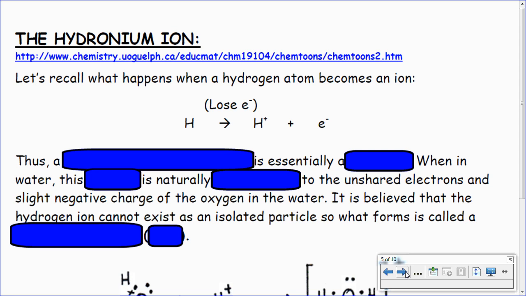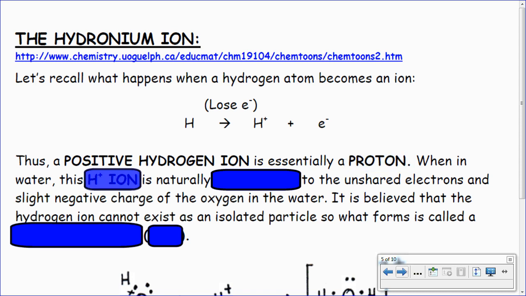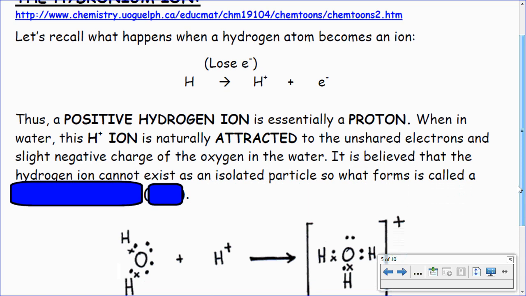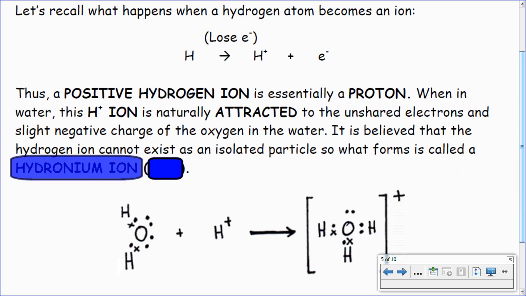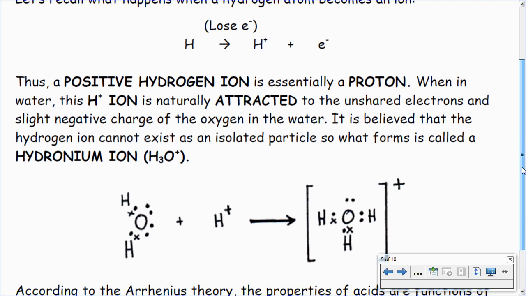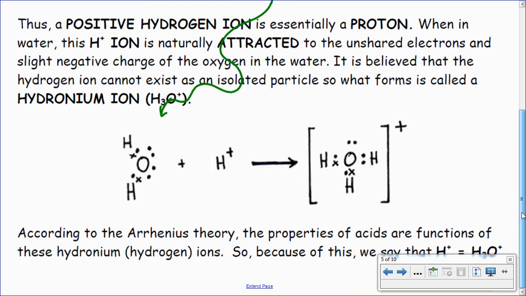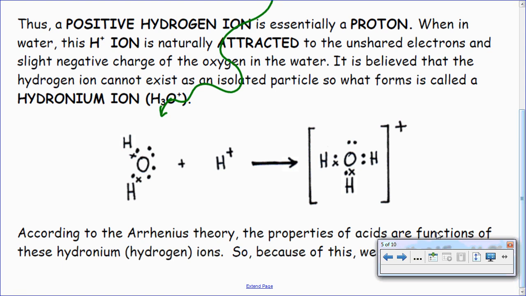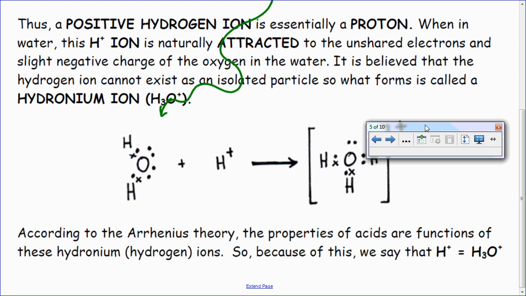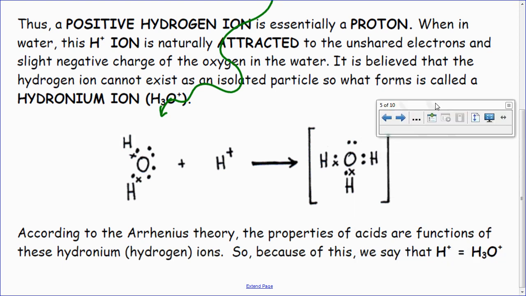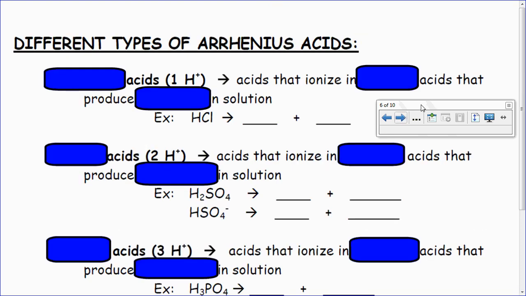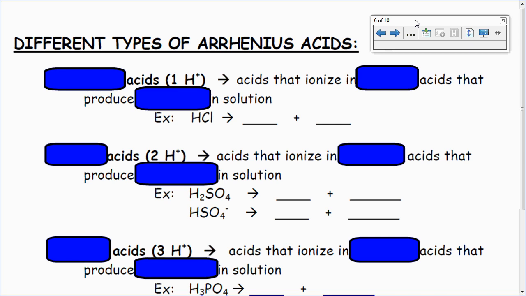So when a hydrogen atom becomes an ion, it loses its electron. Thus, the positive ion is essentially a proton. When in water, this H+ ion is attracted to the unshared electrons and slight negative charge of that polar water molecule. And it's believed that we've created an H3O+ ion. So when an acid loses an H+, that H+ comes around and finds the water molecule to make H3O+. That's the hydronium ion. According to Arrhenius, the properties of acids are functions of these concentrations, because this way we say that H+ is H3O+. That is technically a coordinate covalent bond, where the hydrogen ion attracts to the water molecule. Rare, but sometimes mentioned: coordinate covalent bond.